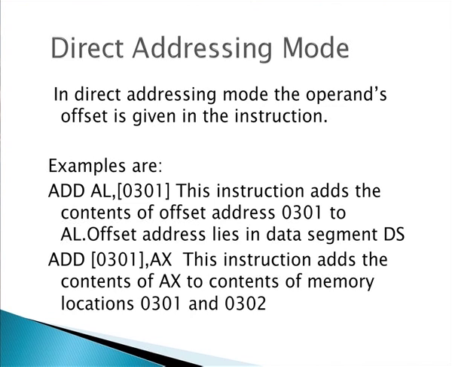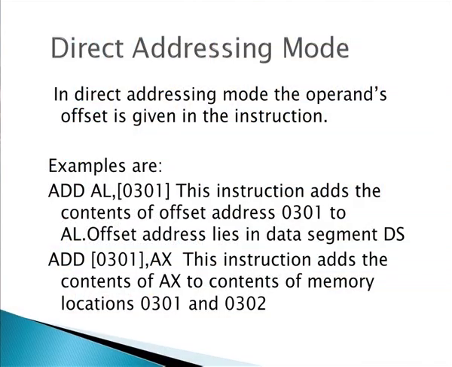Next, we come to the direct addressing mode. In direct addressing mode, the operand's offset address is defined or given within the instruction. Direct addressing mode means the operand or the data on which the operation is to be done, its address will be defined in the instruction. Now, let us see a few examples of direct addressing mode.